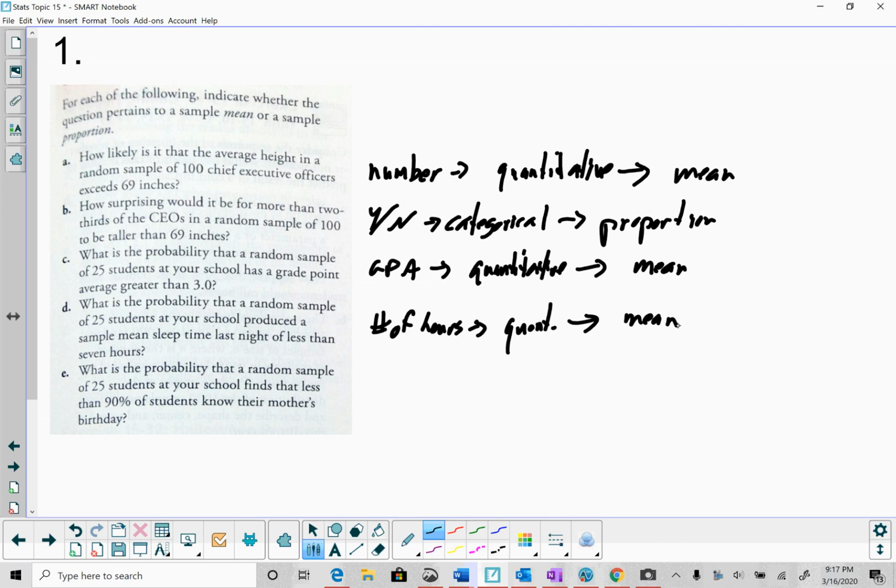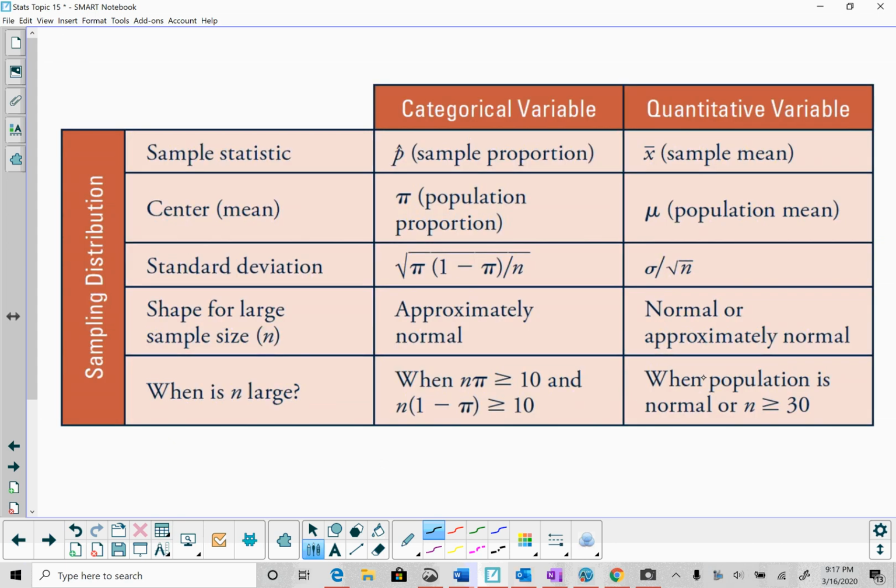For part E, what's the probability a random sample of 25 students at your school finds that less than 90% of the students know their mother's birthday? What kind of question are you going to ask? Do you know your mom's birthday? That's a yes or no question. That's a categorical variable. You are going to find the sample proportion. Again, you have to determine this. How we proceed with the central limit theorem depends upon what kind of variable it is.